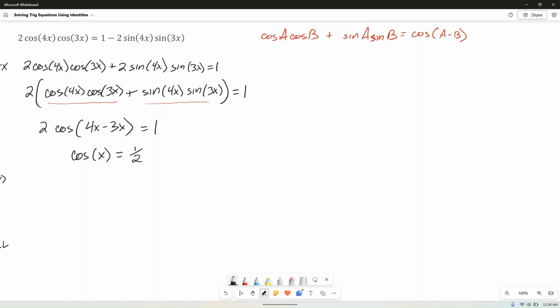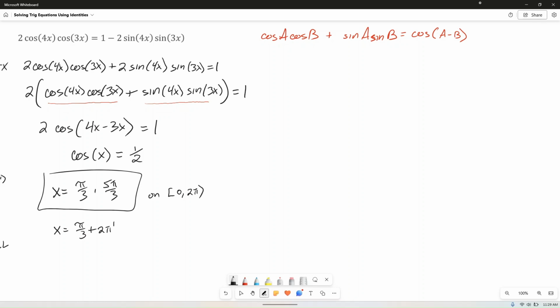Well, where's cosine equal to a half? In the first and fourth quadrants. All right, and so that's just unit circle. We know x has to be pi over 3 or 5 pi over 3. Again, those are the 2 specific solutions on the 0 to 2 pi interval. And if we wanted to express the infinitely many, then we can add a plus 2 pi k to each of those. So pi over 3 plus 2 pi k, or 5 pi over 3 plus 2 pi k.